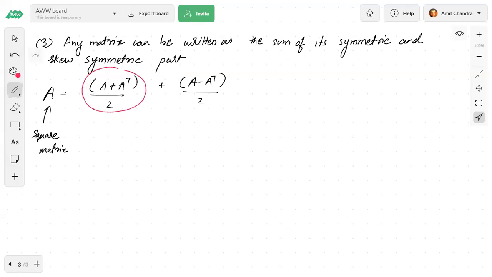This is called the symmetric part. And this is called the skew symmetric part.